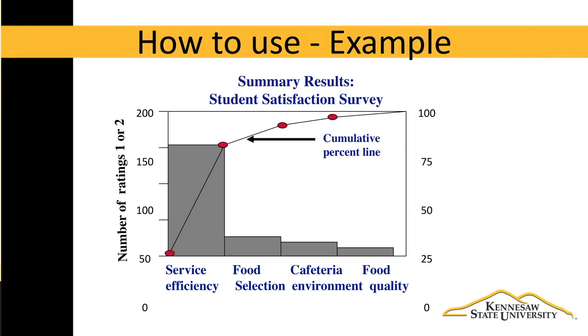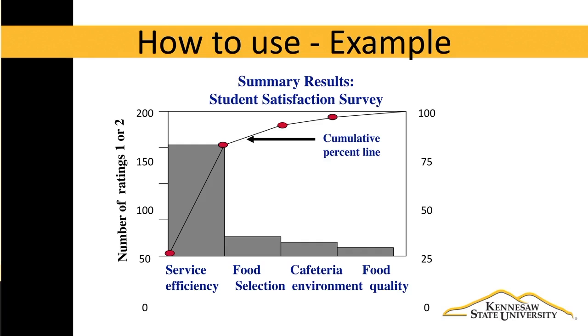Here is an example from a student survey on a cafeteria. The bars indicate the frequency or count of poor ratings for each category. The corresponding scale for the bars is on the left of the chart. The line indicates a cumulative percent from left to right. The corresponding scale for the cumulative percent line is on the right of the chart.